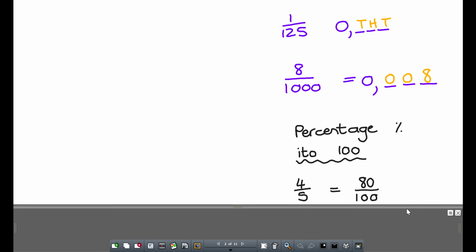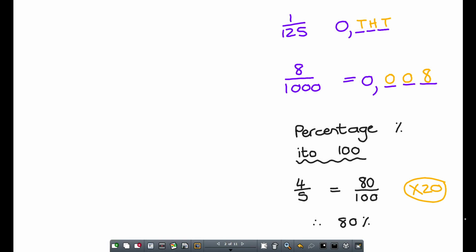Okay, so do you all understand how I got to the 80 over 100? Because it's percentage, I know that this 5 I'm supposed to change to be 100. So because of that, I knew I was going to multiply with 20. But I've got to do it at the top and at the bottom. So 5 times 20 gave me the 100, and 4 times 20 gave me the 80. Which means that 4 over 5 will be 80%.